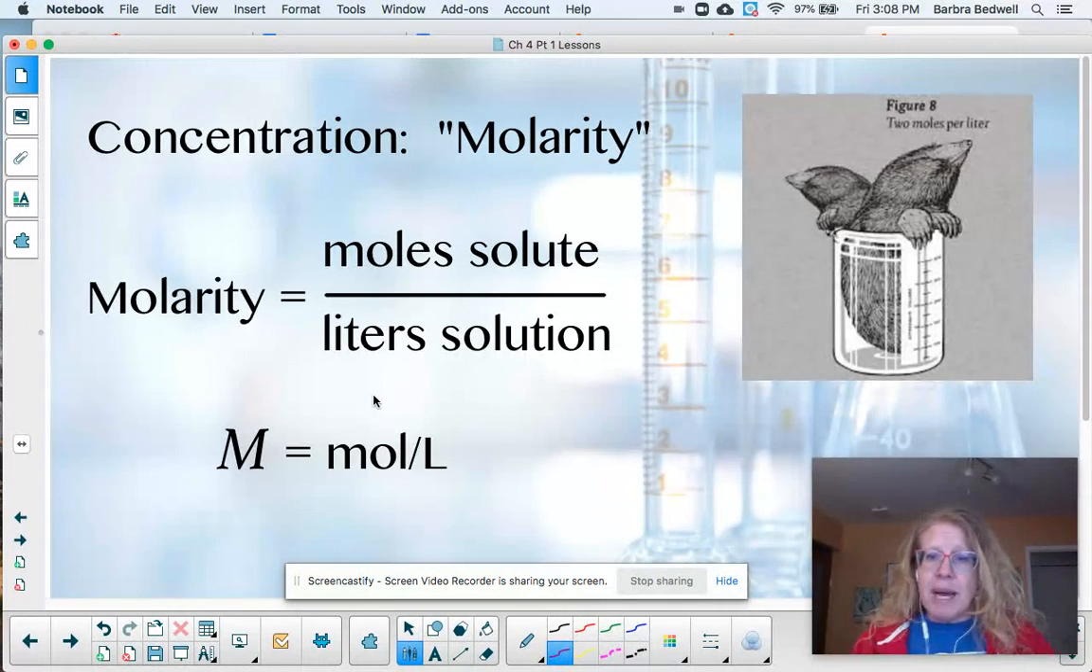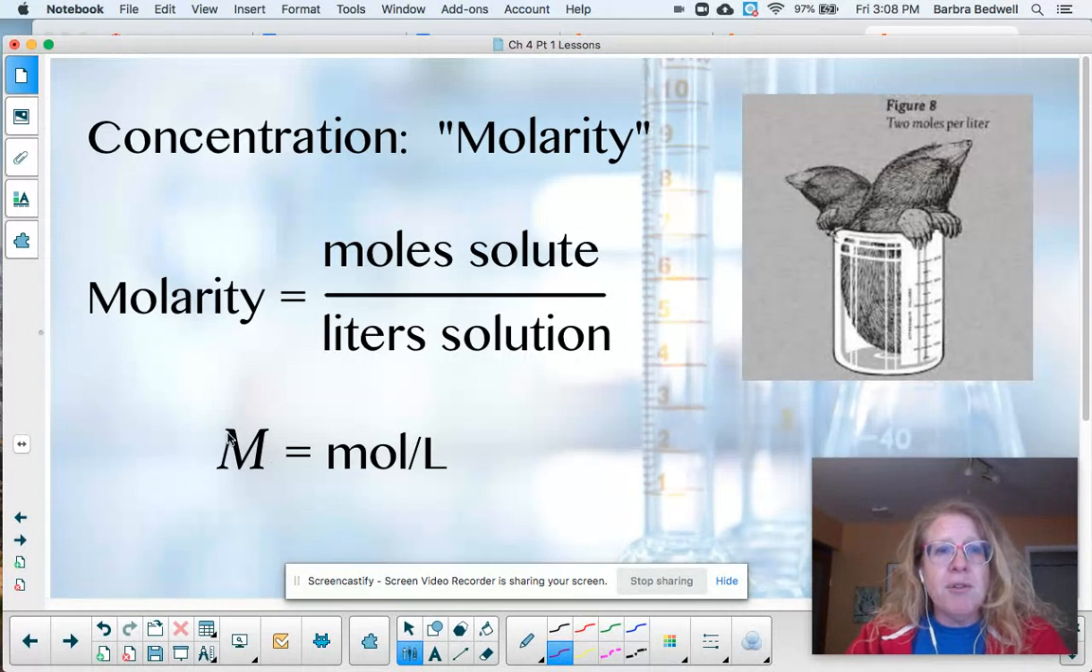And then it's divided by definition, liters of solution. It's always divided by volume, and that volume is always in liters. You cannot do it in milliliters. So keep that in mind when we do molarity, concentration of solutions, it's always represented in the units of moles per liter. And so you can kind of see I've got the units written here on the screen.